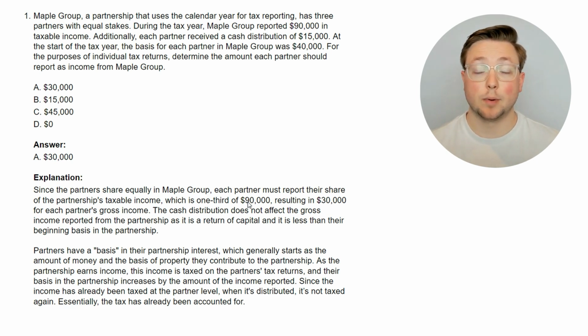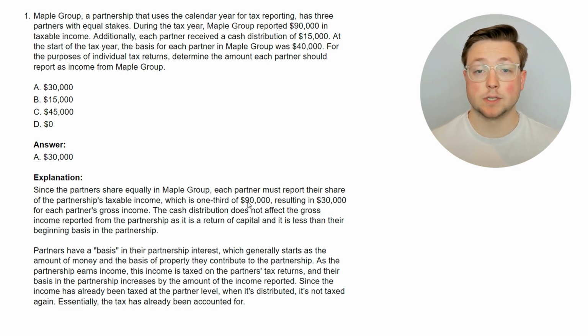And since the partner has already been taxed on their portion of the income, whether they actually got the money or not, when they actually do get the money through a distribution, that is not taxable because, again, they've already been taxed. We'll talk a little bit more about basis a little further in the video, but for now, this is a good start point to learn more about pass-through entities.